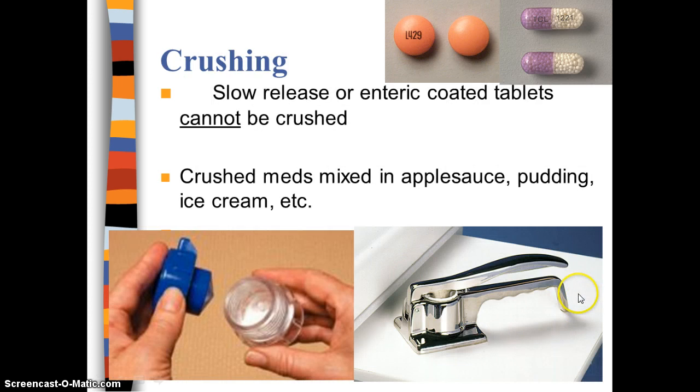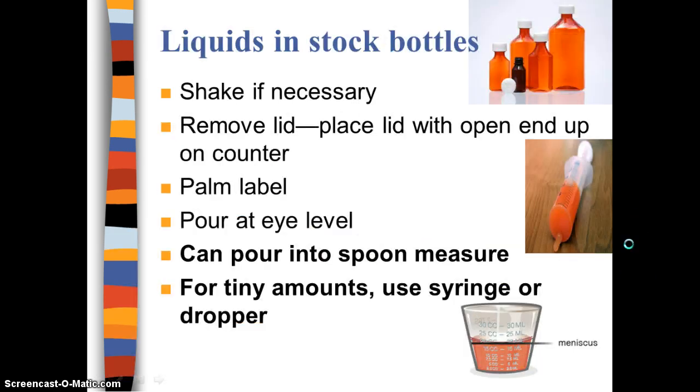We also, on occasion, have to crush medications. You need to know the difference between tablets, enteric-coated tablets, and slow release capsules. Those cannot be crushed because you change the pharmacokinetics when you do that. The absorption rates are different, so you cannot do that. But there are certain meds that you can crush, and sometimes you have to because your patient may not be able to swallow them. Always check to see if you can mix it into something and make sure that that is compatible with what you're mixing.